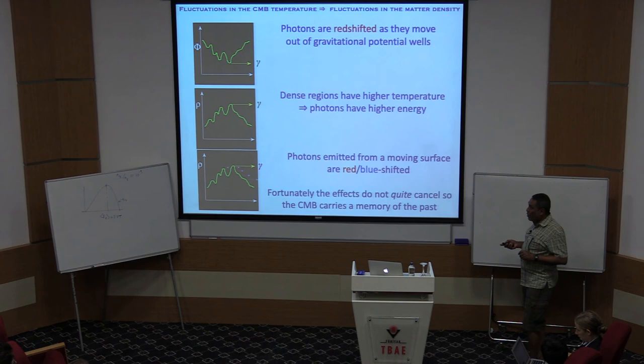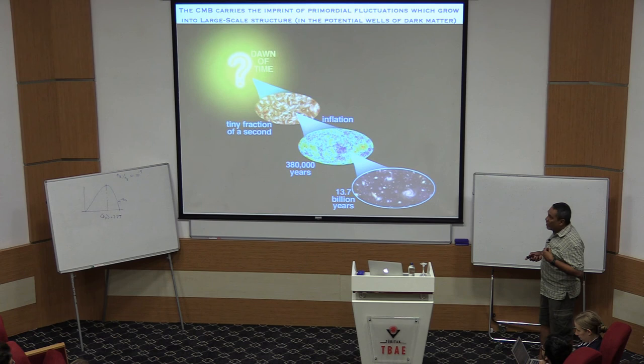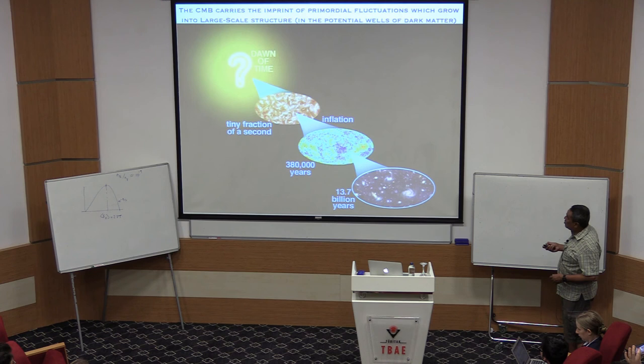And because they don't cancel, the CMB actually carries a memory of the past. Because recombination is so fast, that is not smeared out by successive layers, it is a very fast event, and therefore we can actually see a lot of structure in the CMB. And those fluctuations, as you know, the so-called Rosetta Stone of cosmology, have transformed the subject in the last 10, 15, 20 years. Actually, it was in the 80s that it started.